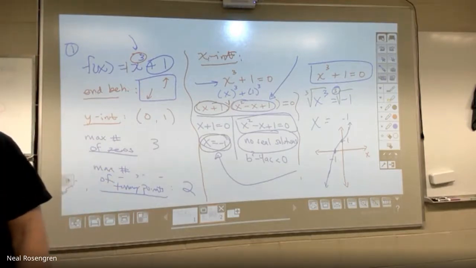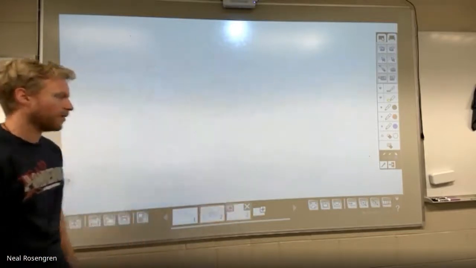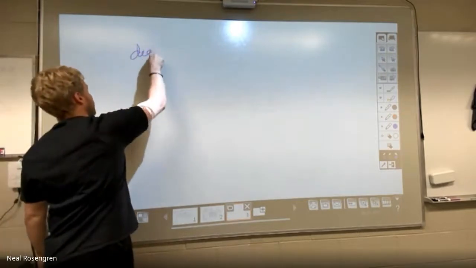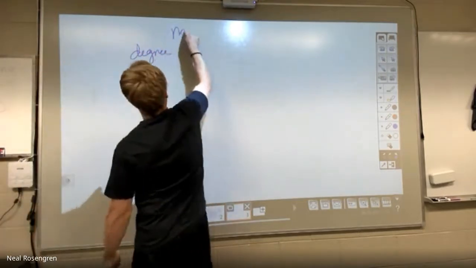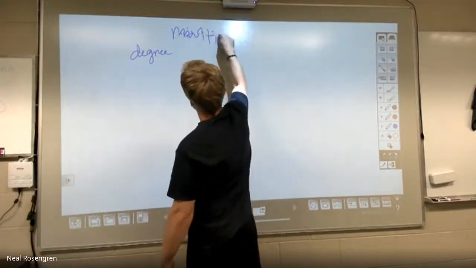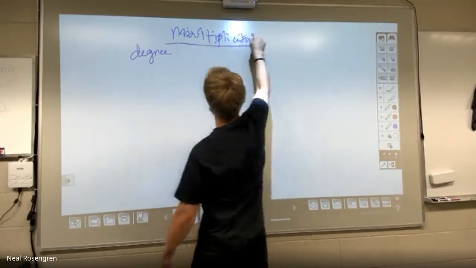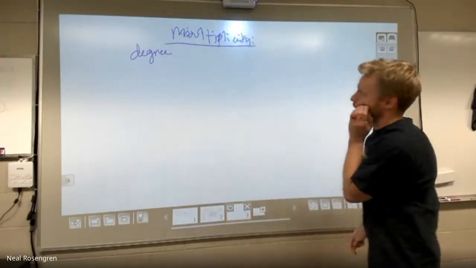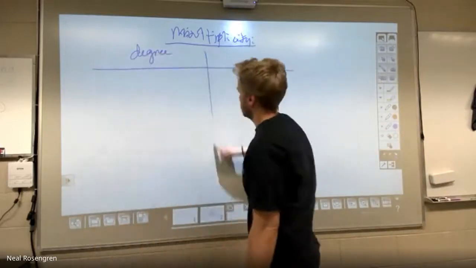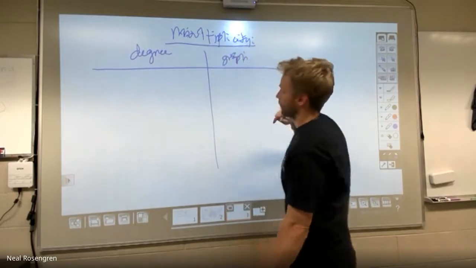Okay, so what I wanted to do was kind of build on that table that we started to create comparing different degrees. So looking at multiplicities. That says multiplicity. And comparing the degree to what the shape of the graph is going to look like at that spot.